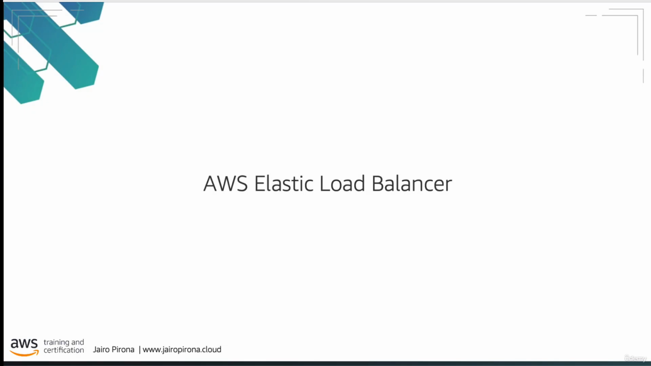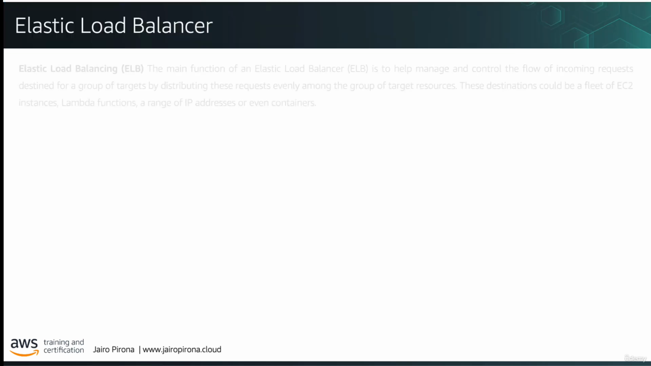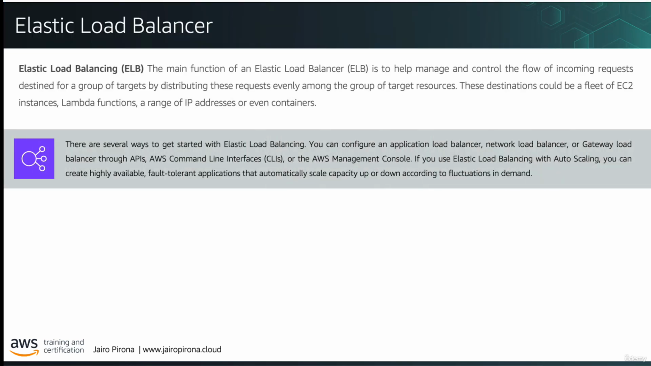In this class, we will focus on what the Elastic Load Balancer service is and what it does. So, the main function of the Elastic Load Balancer, commonly known as ELB, is to help manage and control the flow of incoming requests destined to a group of destinations by evenly distributing these requests. These destinations could be a fleet of EC2 instances, Lambda functions, a range of IP addresses, or even containers.